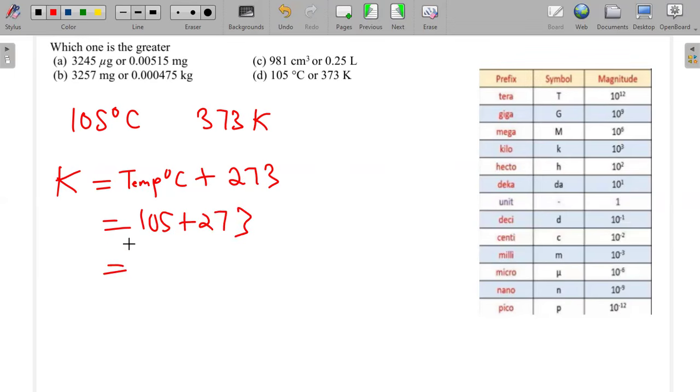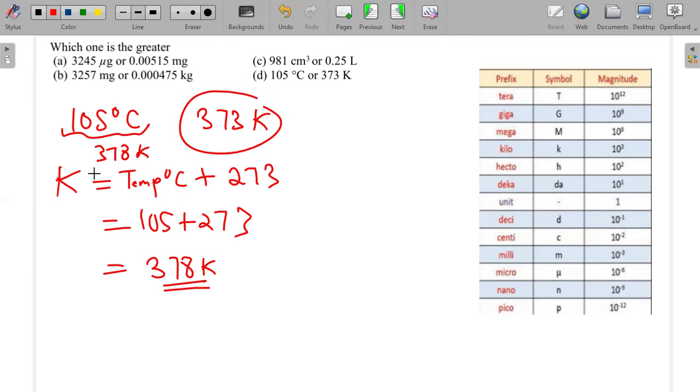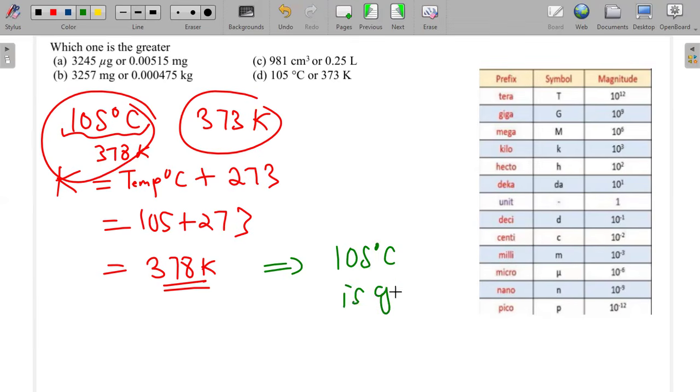What do you think I'm going to get as my temperature in kelvins? It will be 378 kelvins. So this one here is equivalent to 378 kelvins, and then here I have 373 kelvins. Which one is bigger? This one is bigger. So in my answer, I'm going to say 105 degrees Celsius is greater. Okay, as simple as that. That's how you can answer those questions. Any questions there? We'll move to the next part.